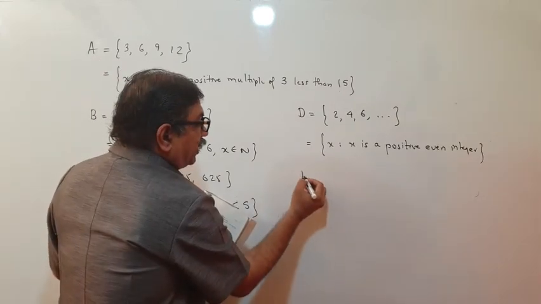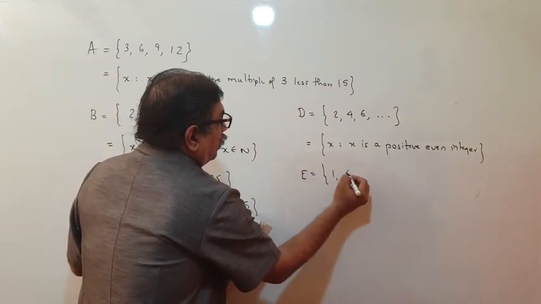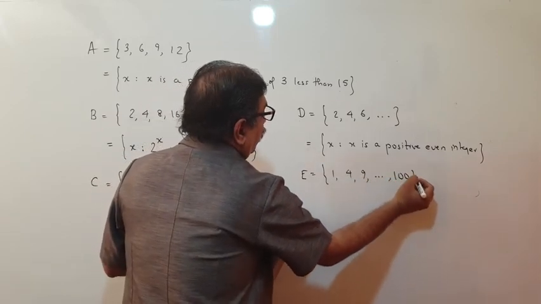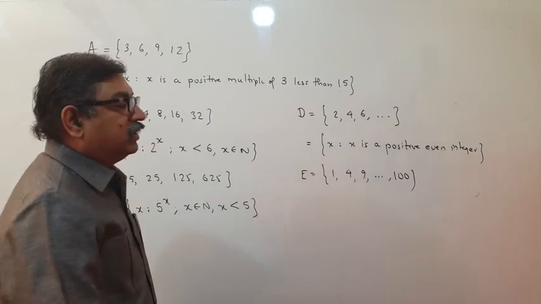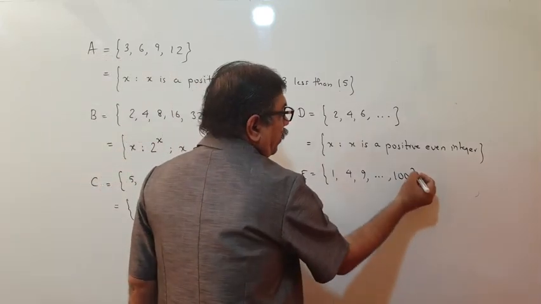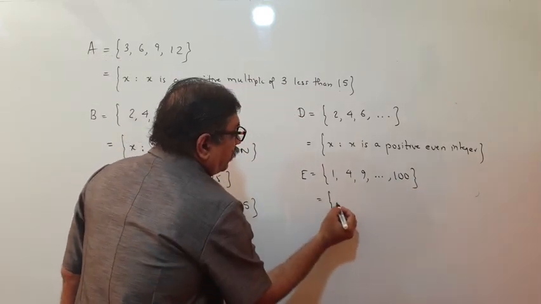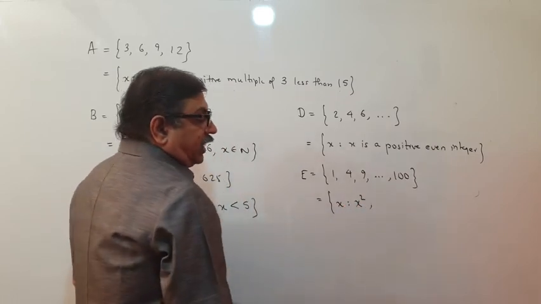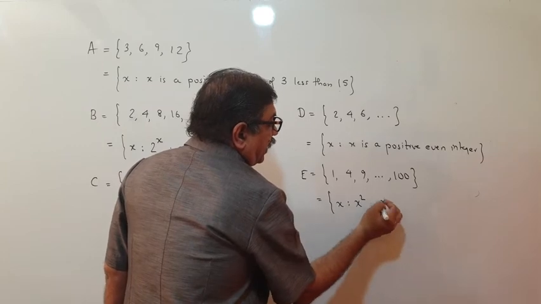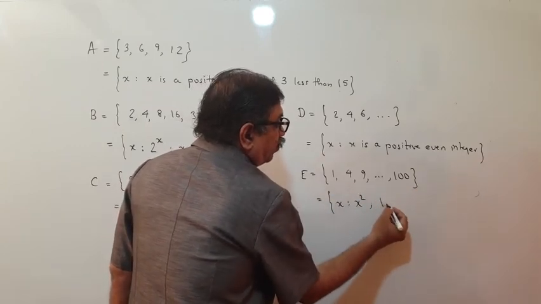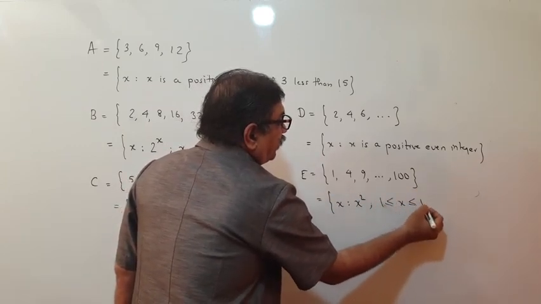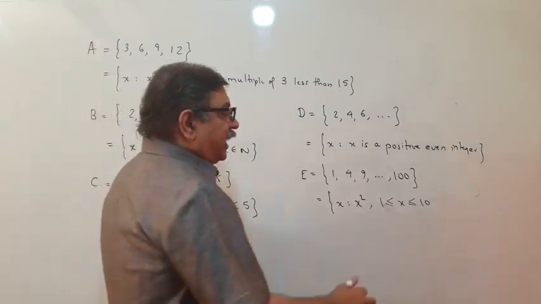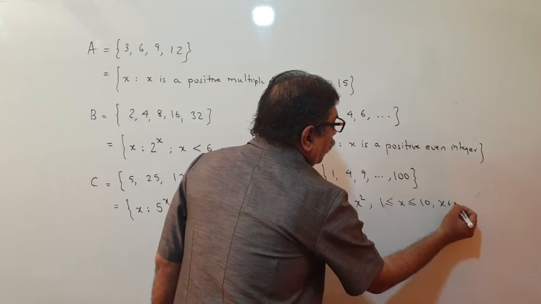Then supposing there is a set E, 1, 4, 9, 3 dots and 100. So I can make out these are squares of a number. So write X square such that X lies from 1 to 10. So 1 less than equal to X less than equal to 10. So X will start from 1, it will go up to 10 and X will be a natural number.